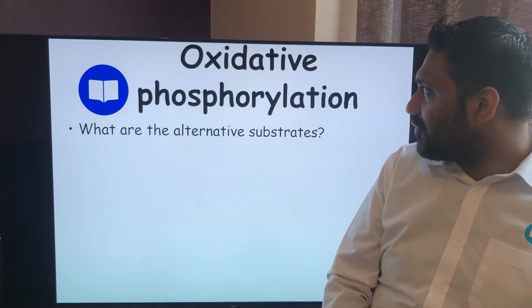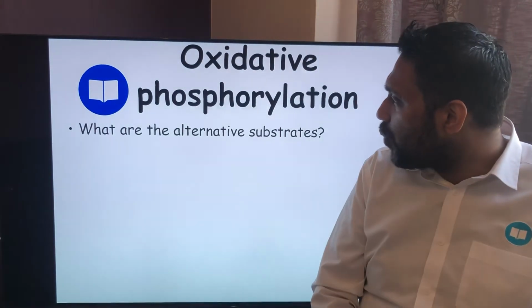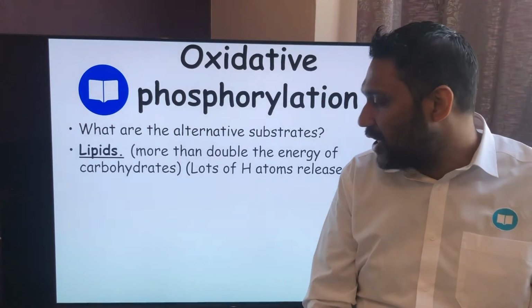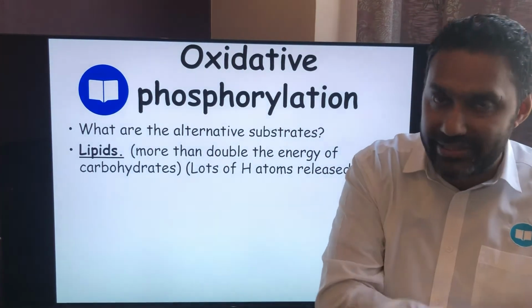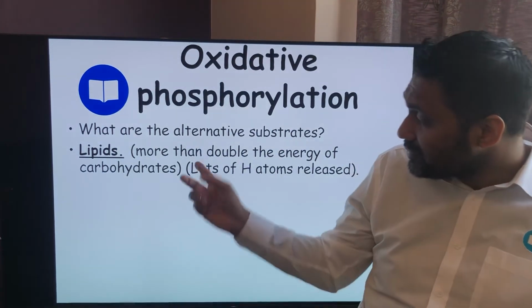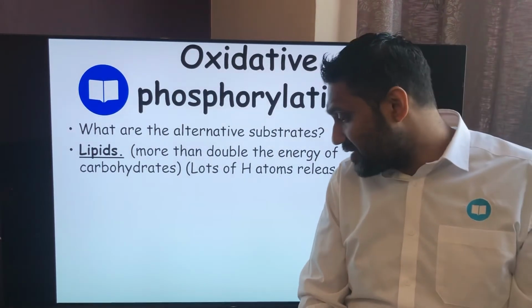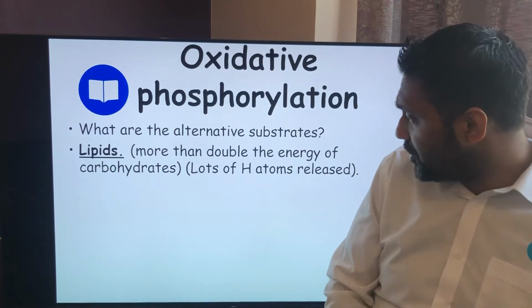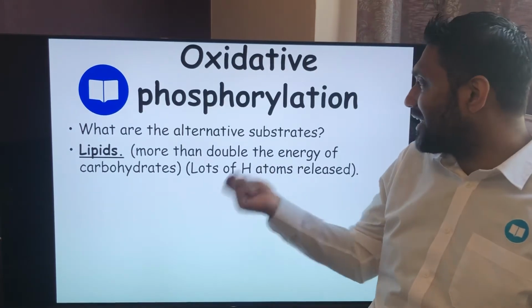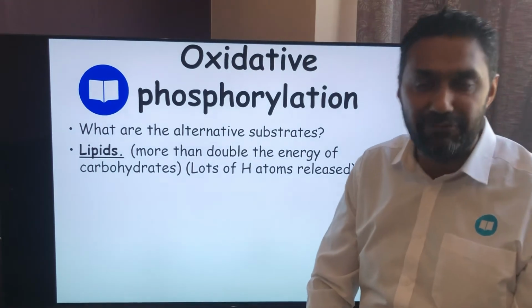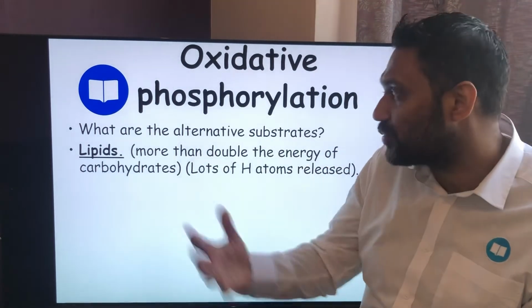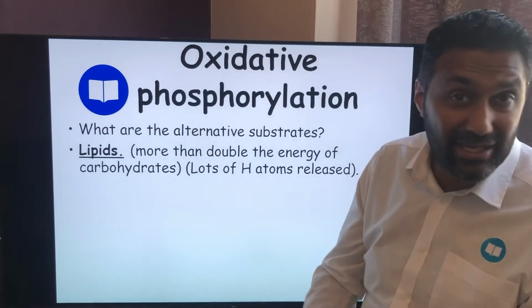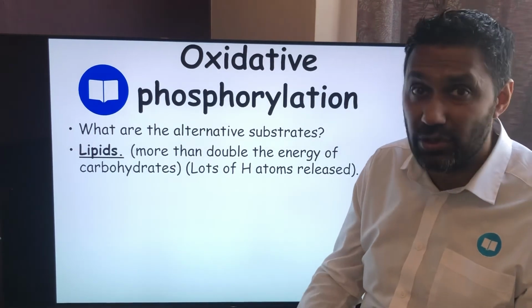So before we finish off, the last little bit then, what are the alternative substrates? Usually it's always glucose, isn't it? Glucose gives us our 2 pyruvates to give us all that energy. Now, lipids, fats can also give us extra energy. Why? It gives you more than double the energy of carbohydrates. That's why eating fatty foods makes you fat, because it gives you more than twice the amount of energy than carbohydrates. Carbohydrates give you loads of energy.